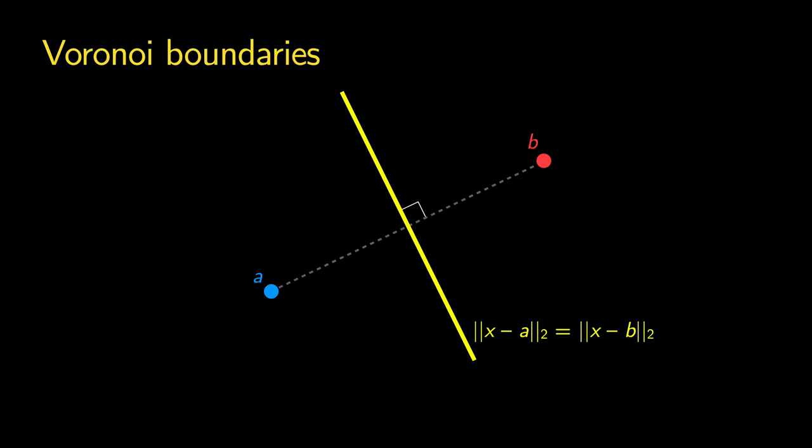There's an interesting little exercise that you can do when you think about Voronoi boundaries between two points. As mentioned, if you look in the Euclidean norm, then the Voronoi boundary between two points will just be the perpendicular bisector. You could draw a dashed line between the two points, draw a right angle halfway along, and that will give you your perpendicular bisector.